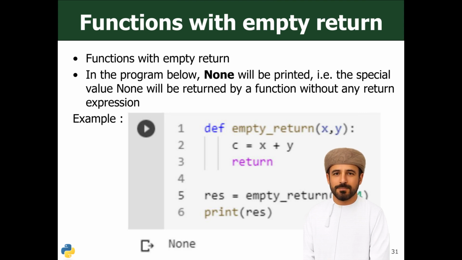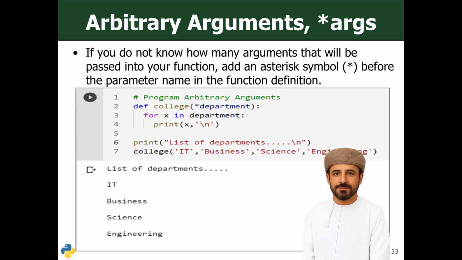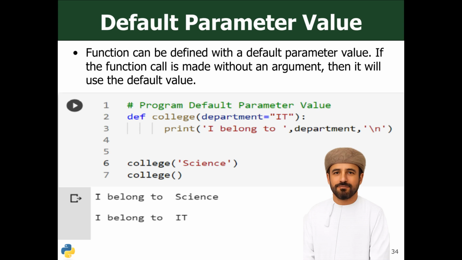It's important to remember that if a function does not have an explicit return statement, it will implicitly return None. Python also supports arbitrary arguments, allowing functions to accept a variable number of arguments. If unsure how many arguments a function will receive, use an asterisk before the parameter name, as shown with *department. Functions can have default parameter values, used if no argument is provided for that parameter during the function call.